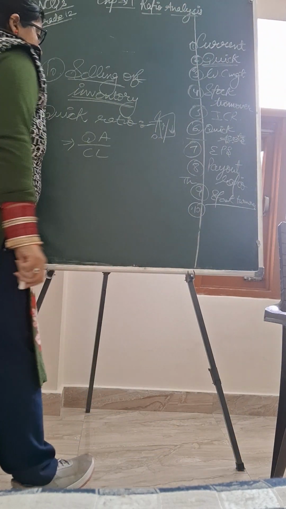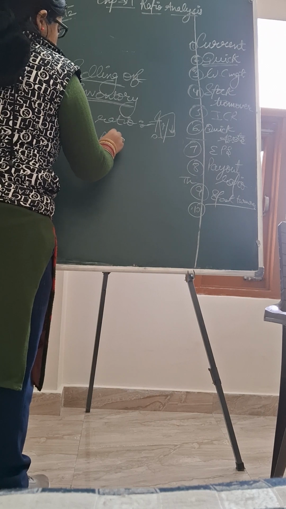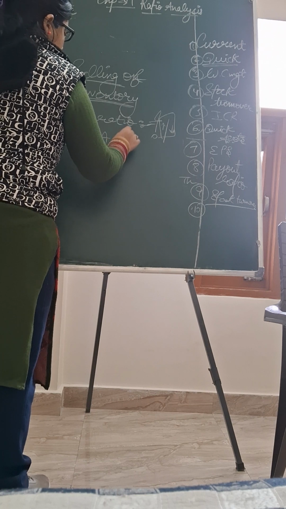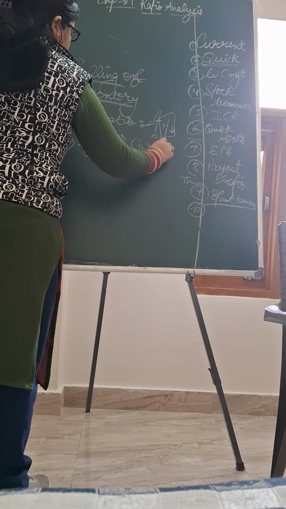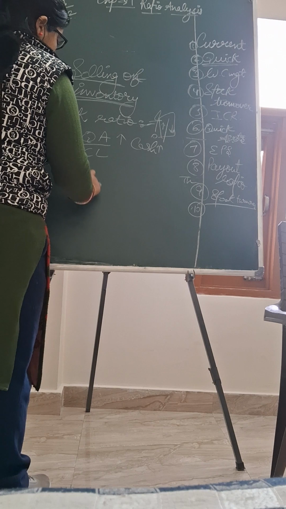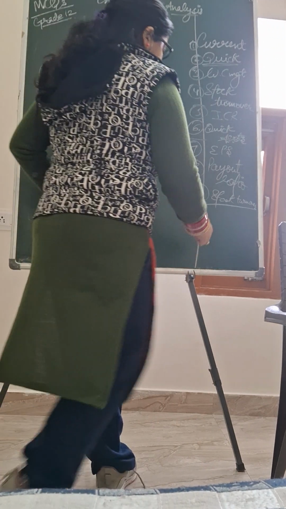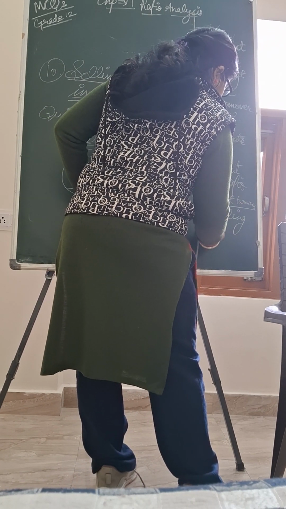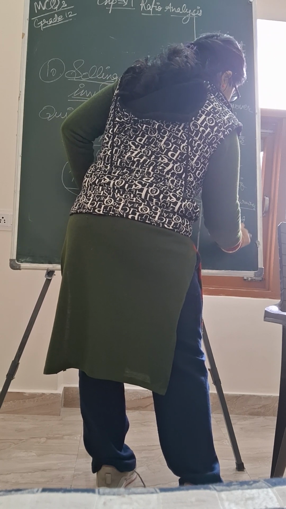So selling of inventory is there. The obvious answer is that when selling of inventory happens, quick assets will increase. Why? Because cash will increase. And from here the answer comes, because I have already told you if the numerator increases, the ratio automatically increases. So selling of inventory will have a direct effect on the quick ratio, and the quick ratio will increase.